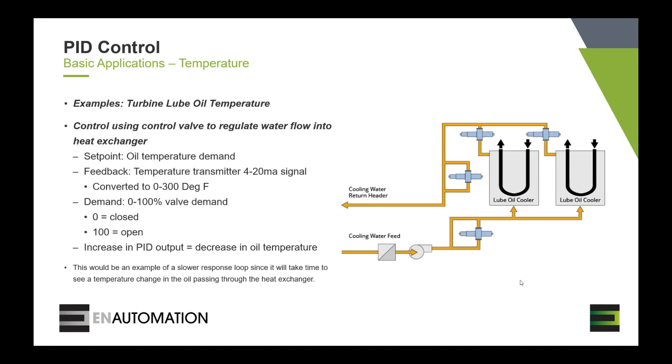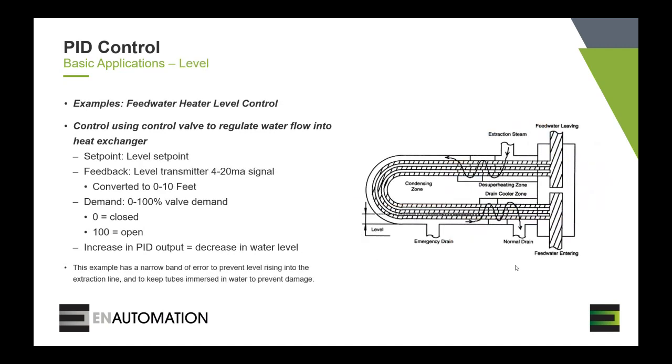I don't know if there's one more example or not. Oh, yes. So this is a level control for a feed water heater. So this would be using a control valve to regulate water flow into the heater. So your set point would be a level set point, and you have a level transmitter. It would convert the signal into feet, and your level set point would be feet as well. Again, you'd be using a valve, 0 for close, 100 for 100% open, to control the level in the feed water heater. So in this case, an increase in the PID output would be a decrease in the water level.